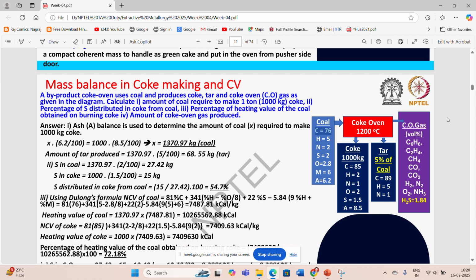So if we create a mass balance of carbon, the carbon present in the coal material will be equal to the carbon present in the coke, tar, and coke oven gases. So with the help of this mass balancing, we can calculate all the things.